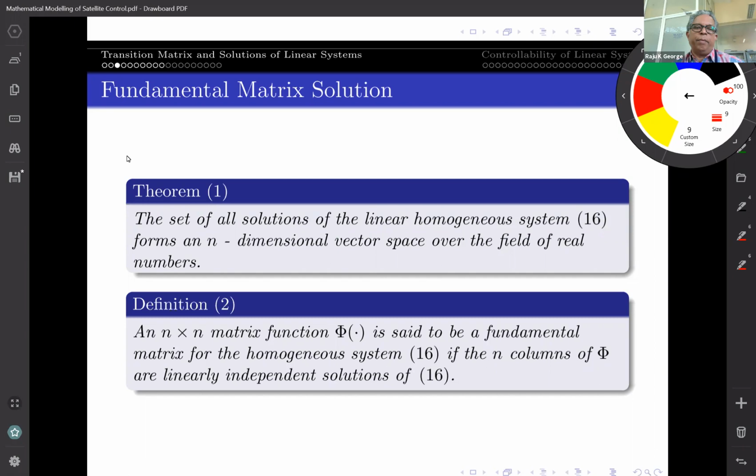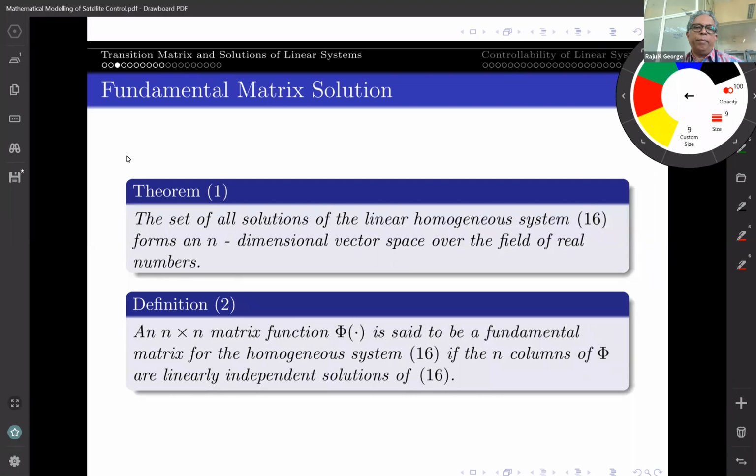It is said to be a fundamental matrix solution of the homogeneous system if the n columns of phi are linearly independent solutions of 16, that's the linear system. So the linear system has n linearly independent solutions because in Rn there are n linearly independent vectors. Those n linearly independent vectors will give rise to n linearly independent solutions. If you put all those n linearly independent solutions in a matrix, that matrix is nothing but a fundamental matrix solution. So therefore, how many fundamental matrix solutions are there?